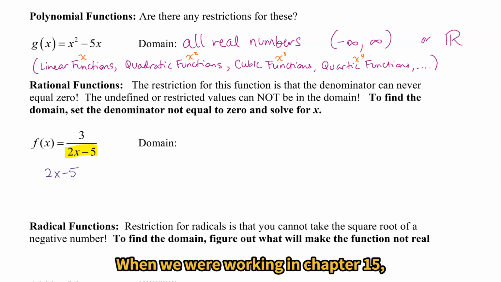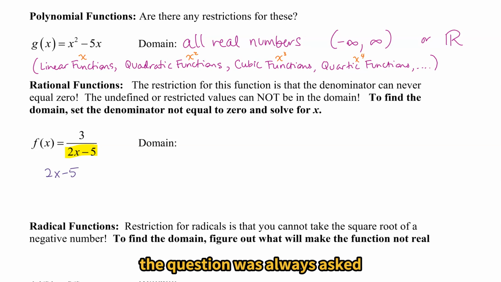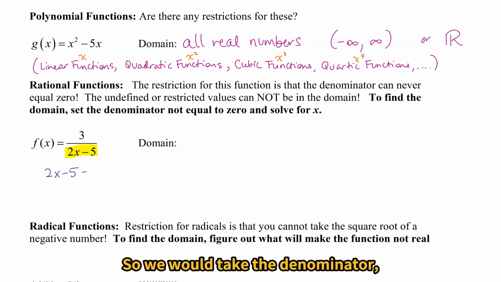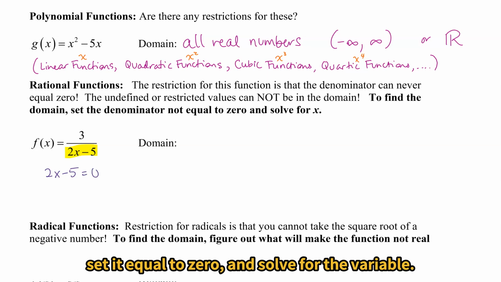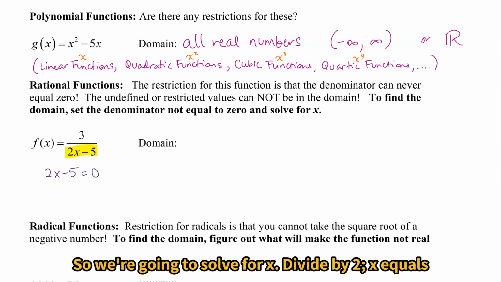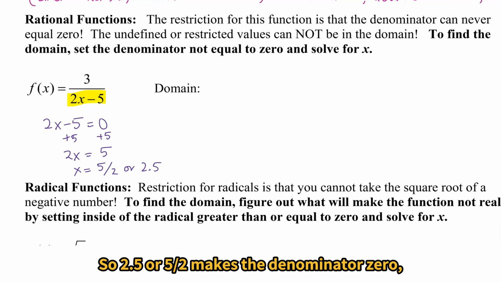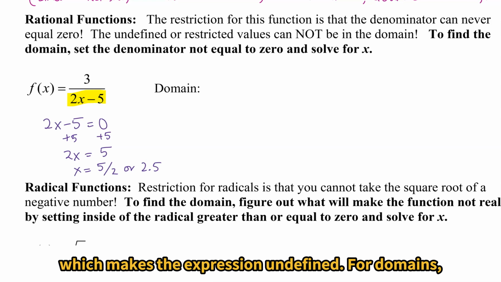When we were working in chapter 15, the question was always asked, what values make the expression undefined? So we would take the denominator, set it equal to 0, and solve for the variable. So we're going to solve for x, divide by 2, and x equals 5/2, or we can write it as a decimal 2.5. So 2.5, or 5/2, makes the denominator 0, which makes the expression undefined.